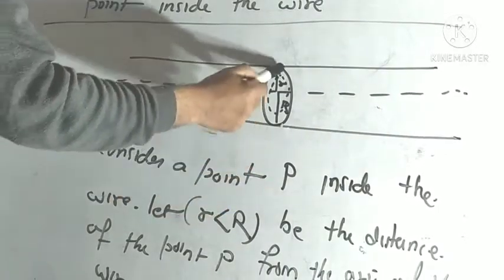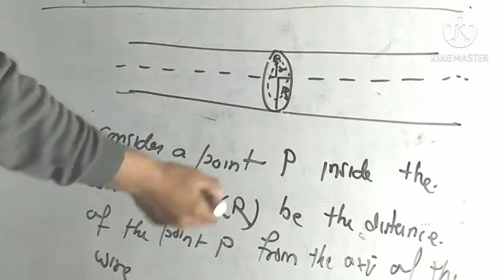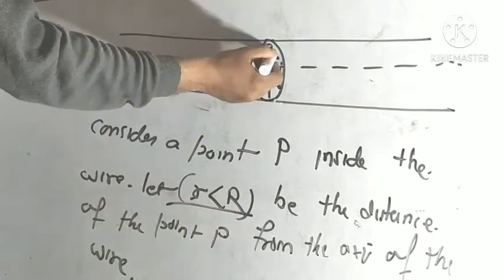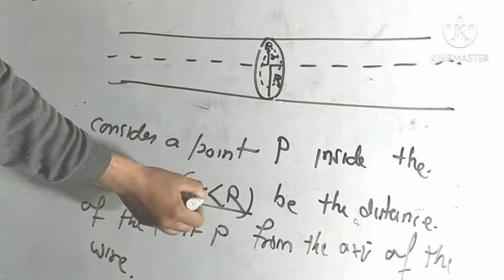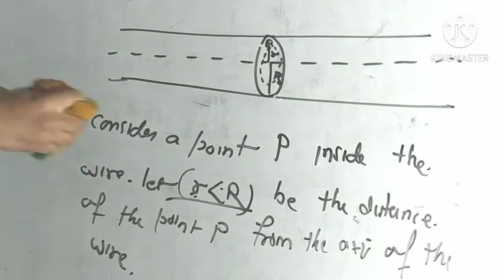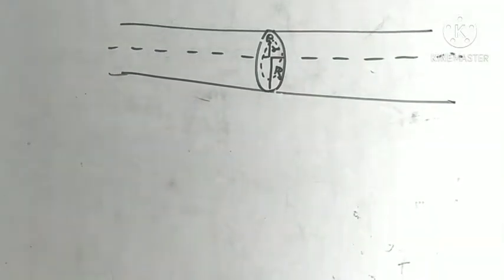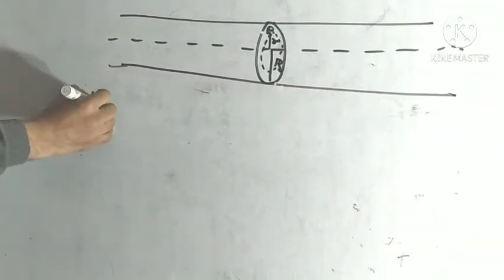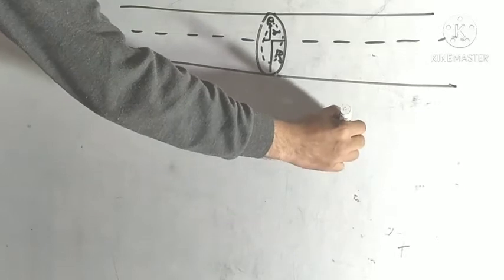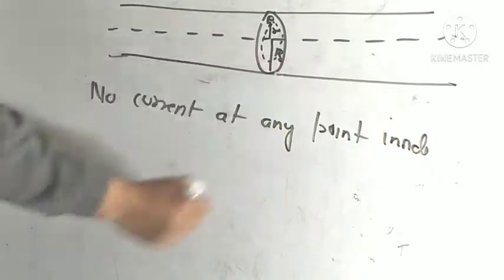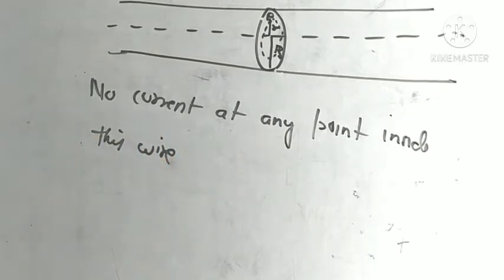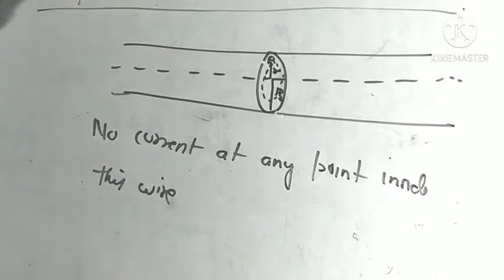Consider a point P inside the wire, and the distance of this point P from the axis of the wire is small r, which is less than the radius of the wire. So here there is no current flowing through this wire, no current at any point inside this wire, I mean if the current flows only along the surface of the wire.